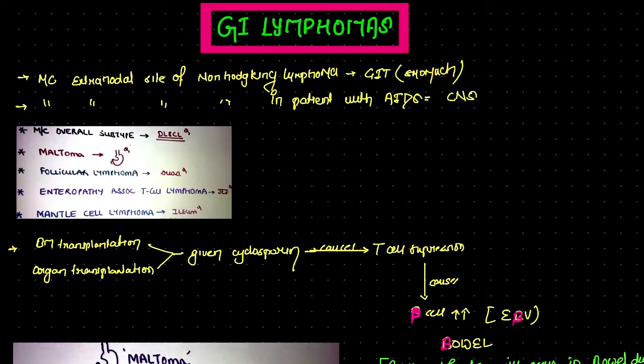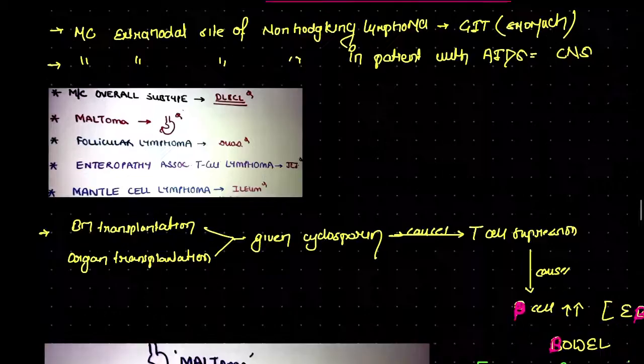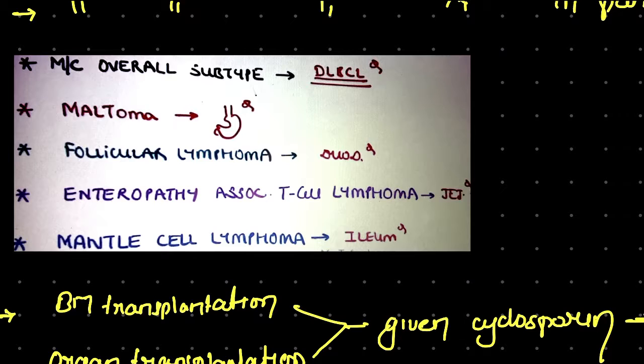Now the same question: the most common extranodal site of non-Hodgkin's lymphoma, but in the case of a patient with AIDS. In this case we have to take the answer as CNS. If any patient presents to you with AIDS, then the most common site of non-Hodgkin's lymphoma will be our CNS, not stomach. Now the other, non-one-liner type questions.